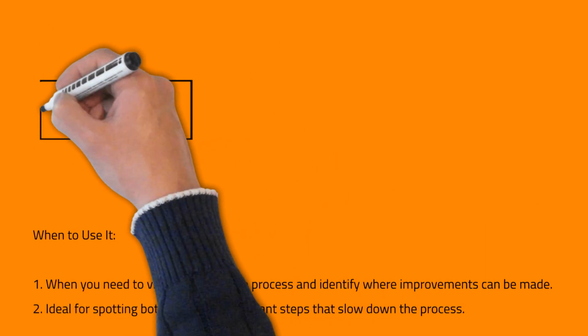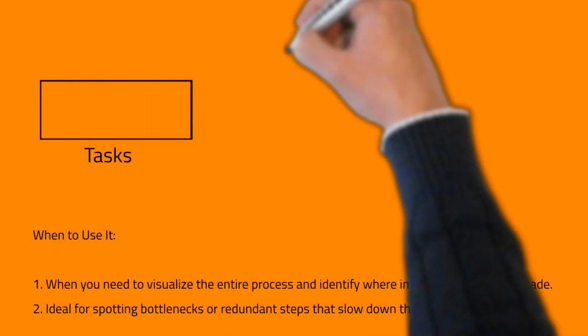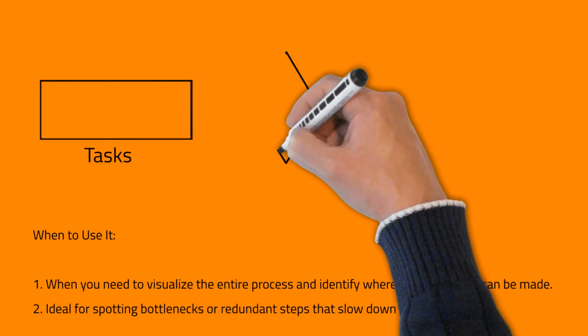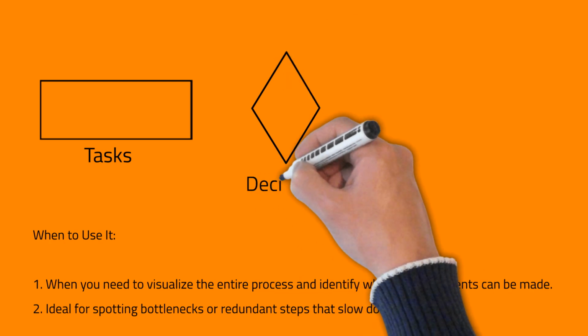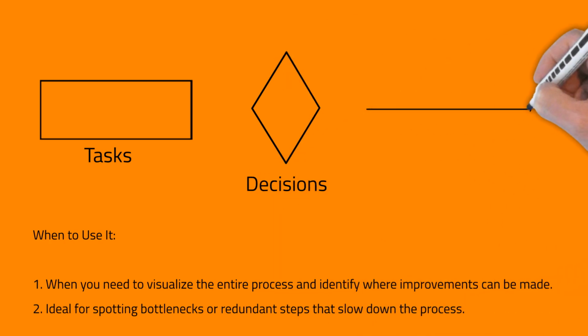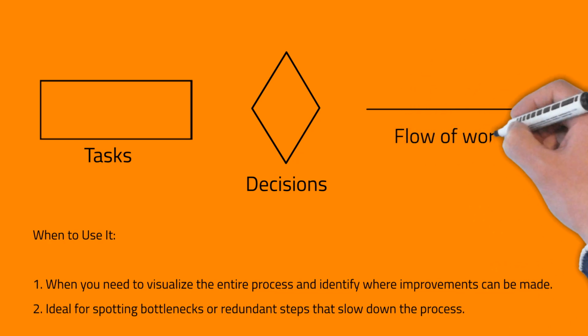Different symbols represent different types of activities, for example, rectangles for tasks, diamonds for decisions, and arrows for the flow of work. By visually mapping out each part of the process, you can quickly spot areas that need improvement, making it easier to streamline operations and reduce waste.